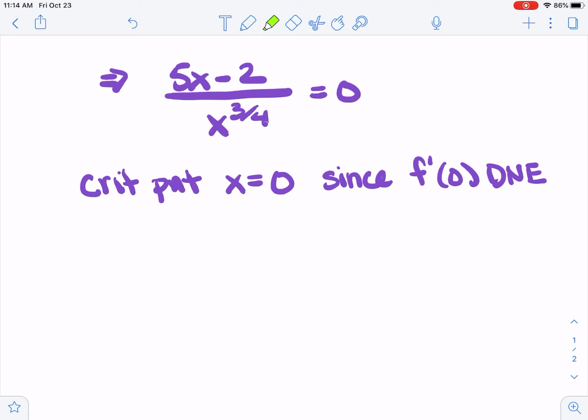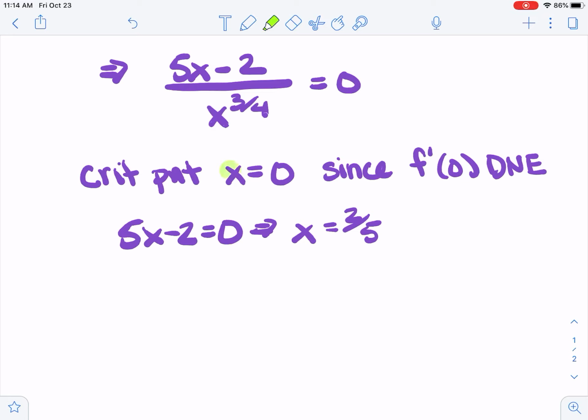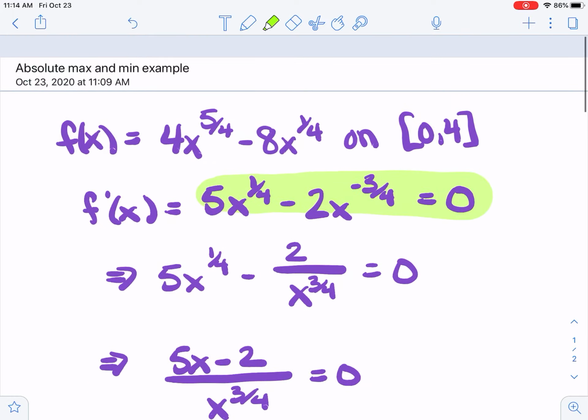Other critical points would happen where the derivative is equal to 0. So the derivative is equal to 0 if the numerator is equal to 0. So 5x minus 2 equals 0, or x equals 2/5 is another critical point. So we have two critical points, 0 and 2/5. So we've done the first part of this problem. We found the critical points.